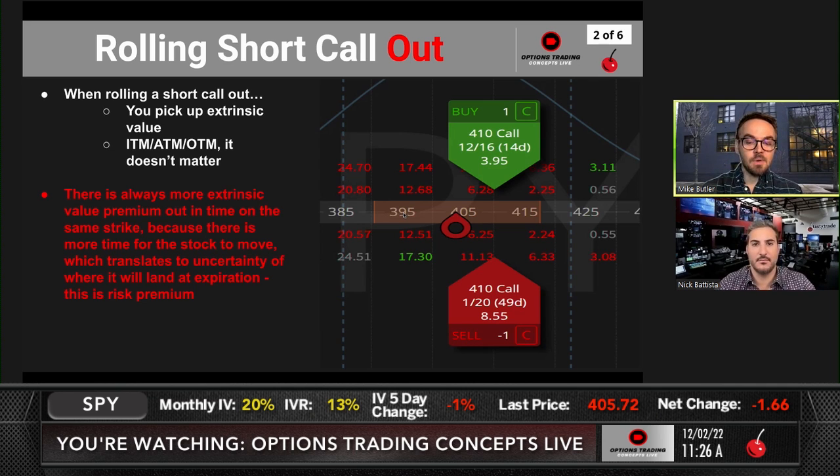So when you're rolling out in time, you're going to be picking up a credit if you use the same strike, because of this risk premium.